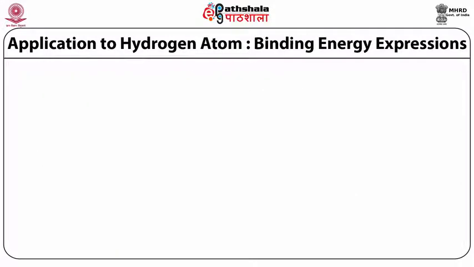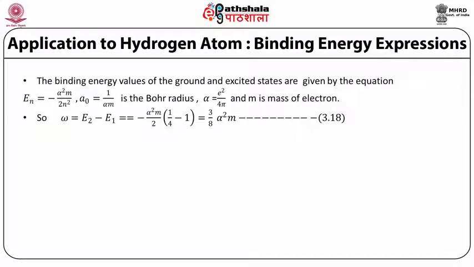The binding energy expressions are then obtained as follows. The binding energy values of the ground and excited state are given by the equation E_n is equal to minus alpha squared m by 2n squared. A naught is equal to 1 over alpha m, the Bohr radius. Alpha is e squared by 4 pi and m is the mass of the electron. So omega, which is E_2 minus E_1, is minus alpha squared m by 2 into 1/4 minus 1, which is equal to 3 by 8 alpha squared m. We call this equation 3.18.